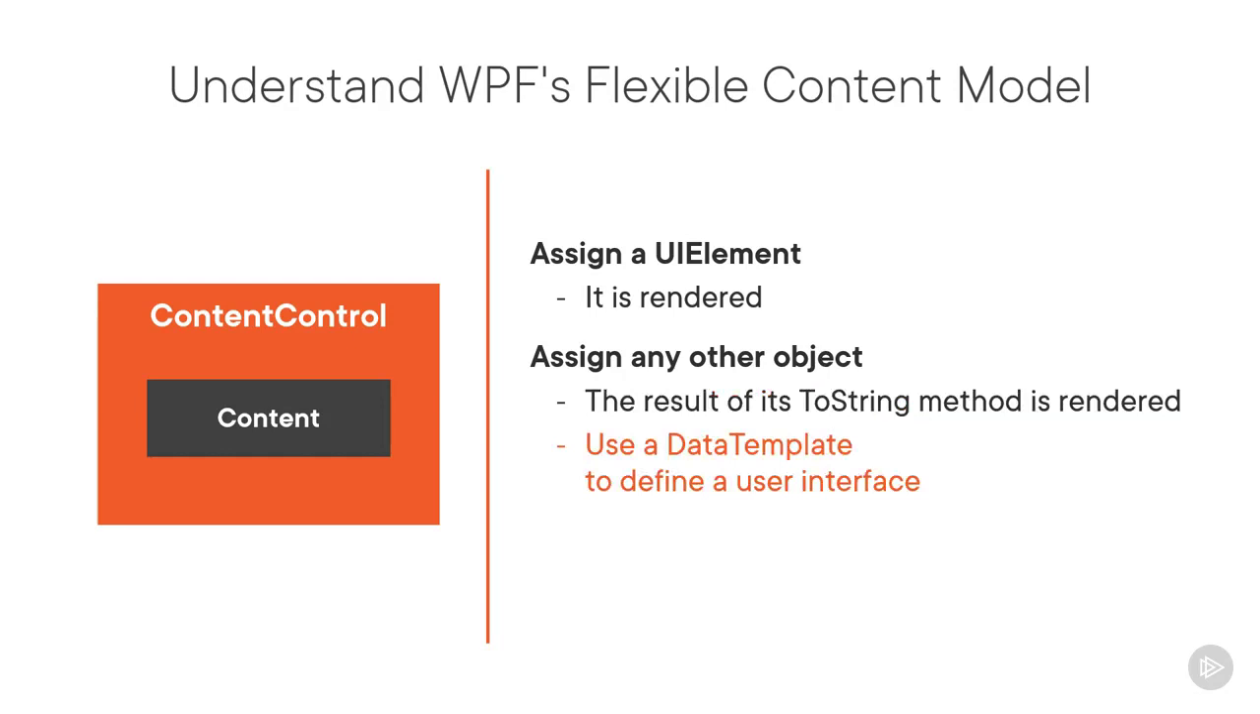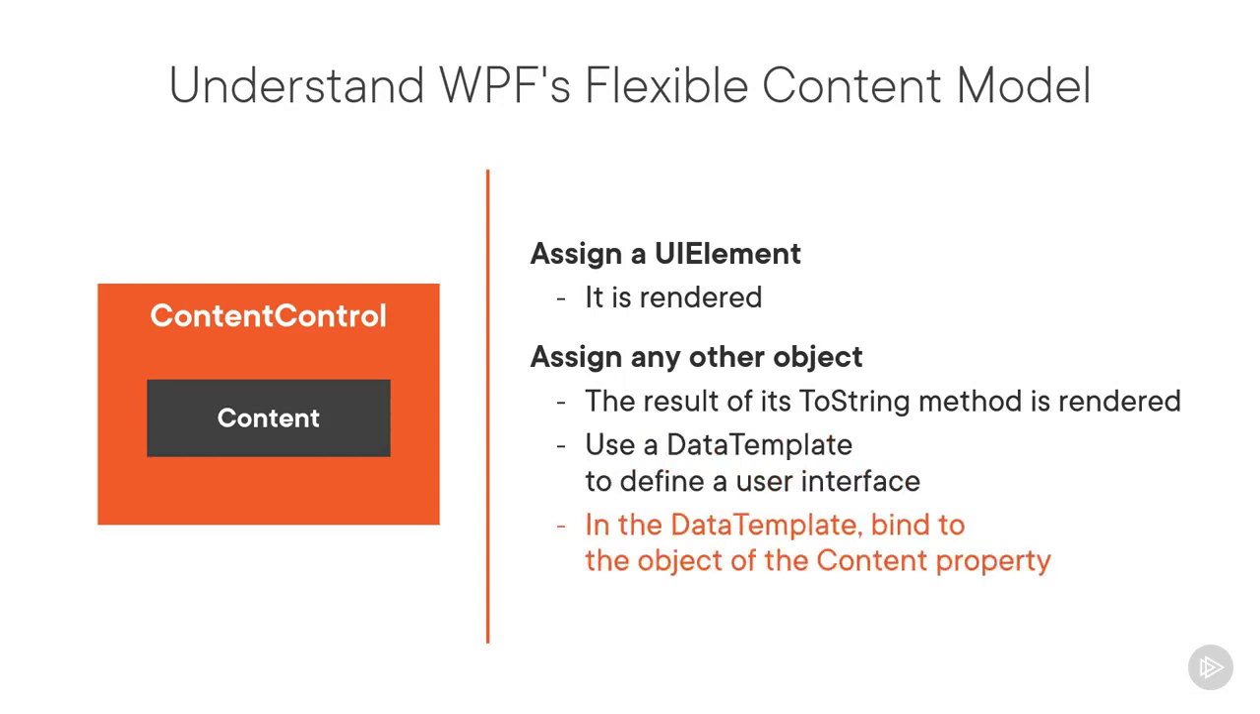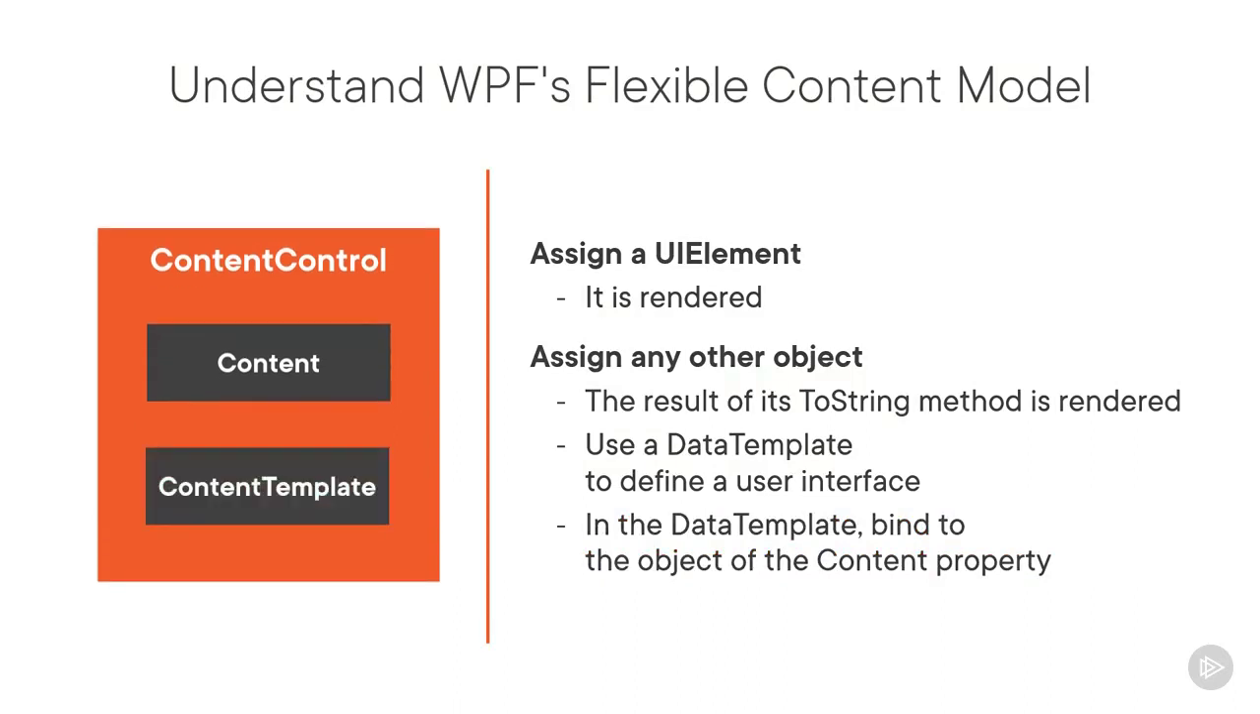Instead of relying on the ToString result, you can use a data template to define a user interface for your object. In the data template, you can use UI elements like panels and controls to create the user interface. You can bind properties of these UI elements to the object that was assigned to the content property of the ContentControl. That object is automatically in the data context of the data template. The data template itself is assigned to the ContentTemplate property of your ContentControl. This is how the flexible content property and data templates work.